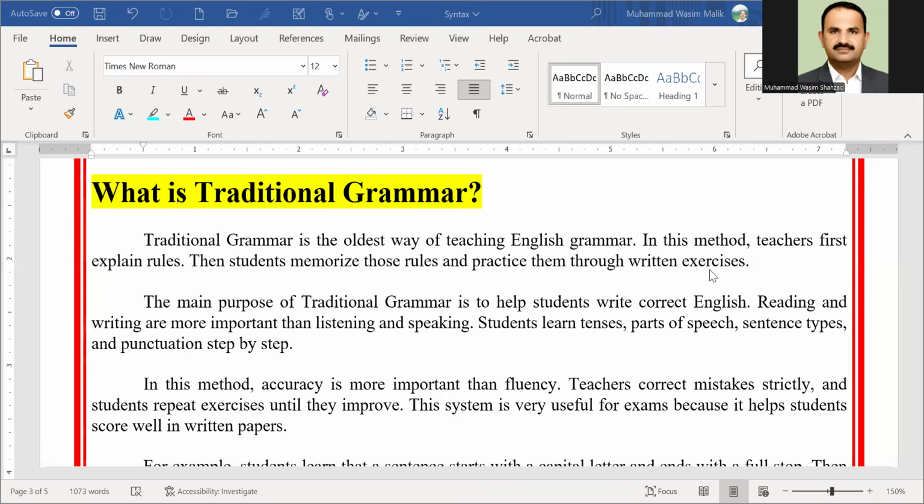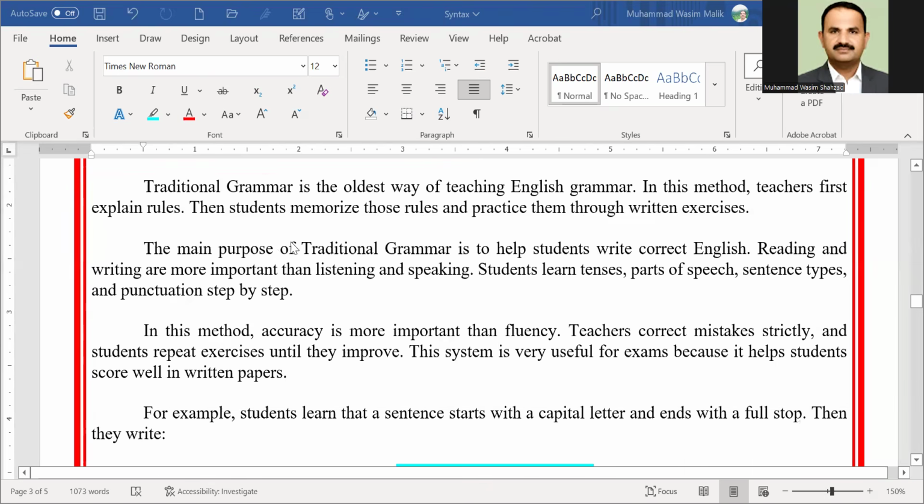In this method, teachers first explain rules, then students memorize those rules, यानी ज़बानी याद करते हैं, and practice them through written exercises. The main purpose of traditional grammar is to help students write correct English. Reading and writing are more important than listening and speaking. Students learn tenses, parts of speech, sentence types, and punctuation step by step.